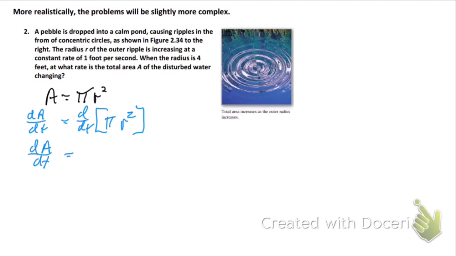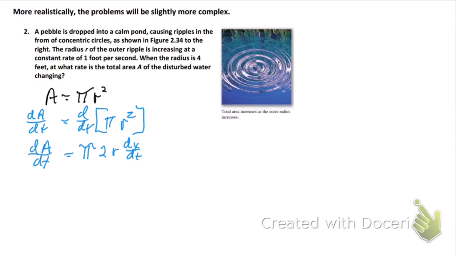Now then, what kind of thing is pi? It's just a constant. Now then, r squared, what's its derivative? 2r dr dt. Because remember, r is not the variable, it's time that we're differentiating with respect to. If we were differentiating with respect to r, then r squared would just be 2r. But we're differentiating with respect to t.